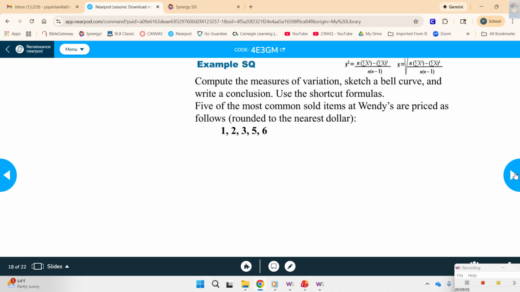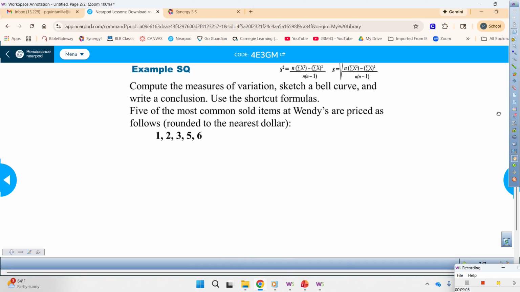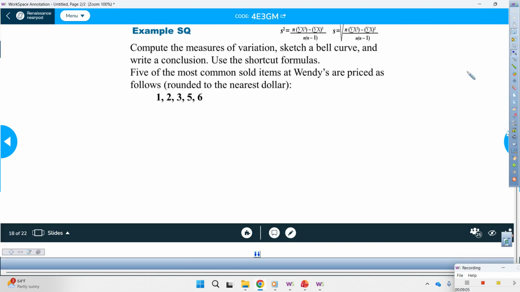It says, 5 of the most sold items at Wendy's are priced as follows. Round to the nearest dollar. 1, 2, 3, 5, 6. If you notice, I arranged them in ascending order. All right? So, first things first. I want you to label that data, so that everybody is following the formula. Let's label the data X. That's what X are.